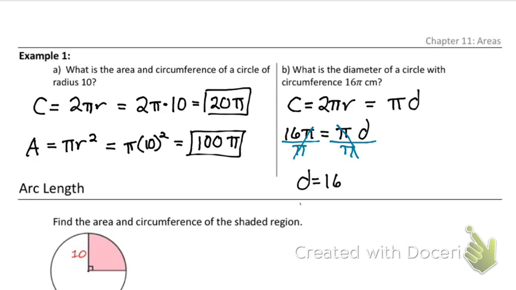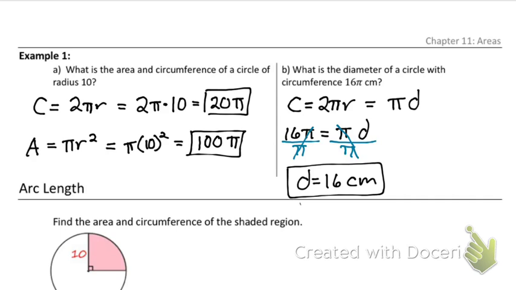Now, it does say centimeters, so I'm going to put 16 centimeters. This is one of those cases where I don't have pi in the answer, but it makes sense because all the pi's canceled out. So I didn't forget pi. I saw them cancel out, so 16 centimeters is my correct answer. All right, that's circumference and area.